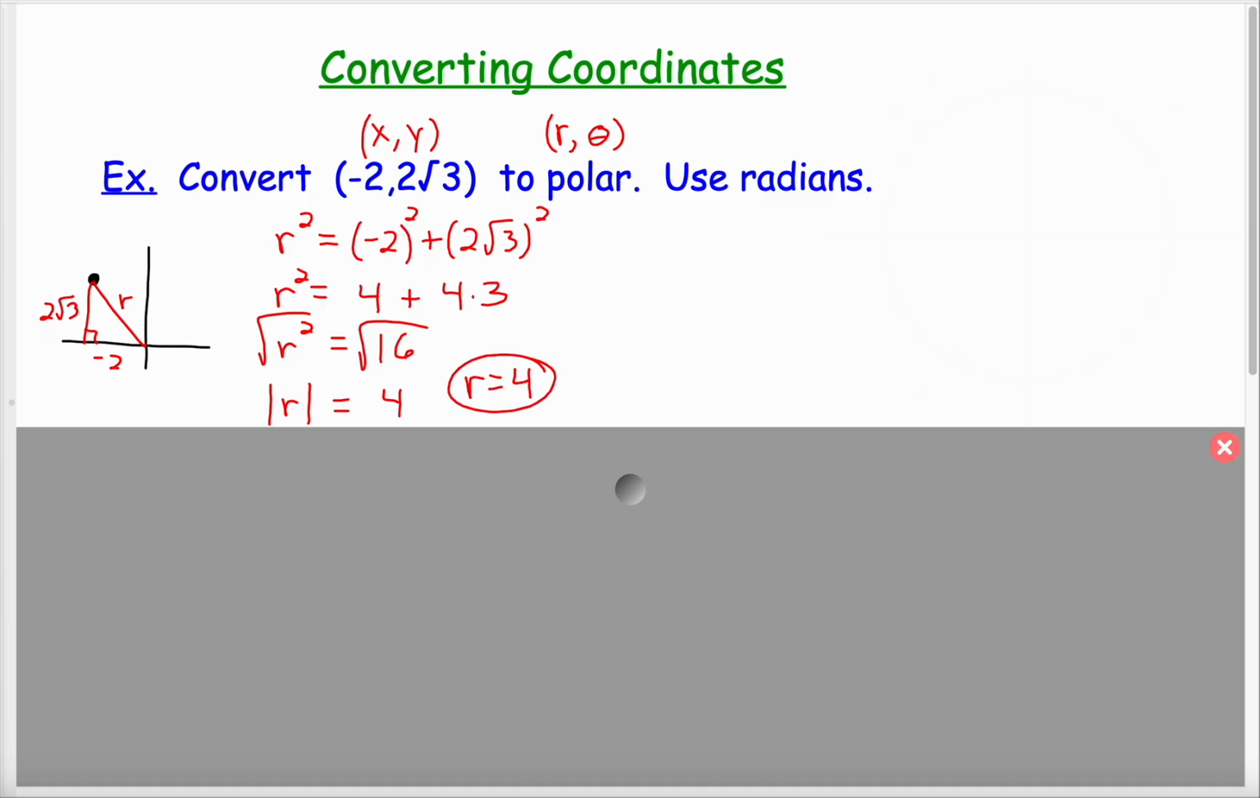Okay, let's find the angle. Well, we know the tangent of the angle, so the tangent of theta should equal the y over the x, so 2 root 3 over -2. That simplifies down to -√3 over 1. Now that looks familiar. Do you remember from the unit circle when the tangent equals -√3 over 1?